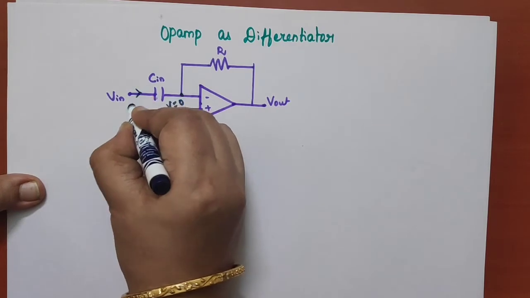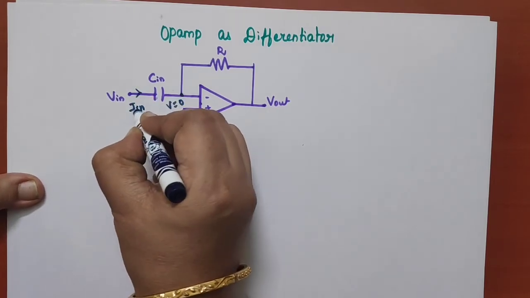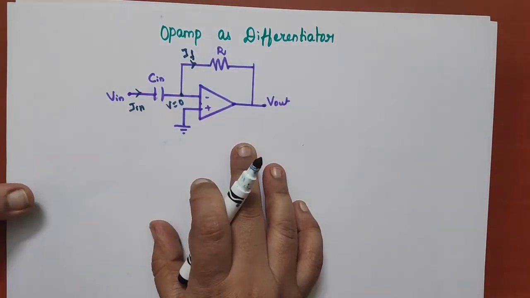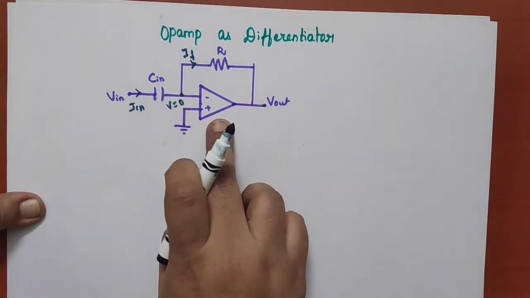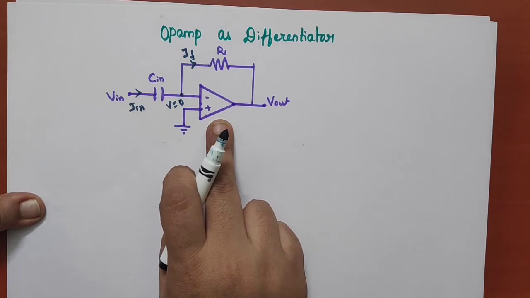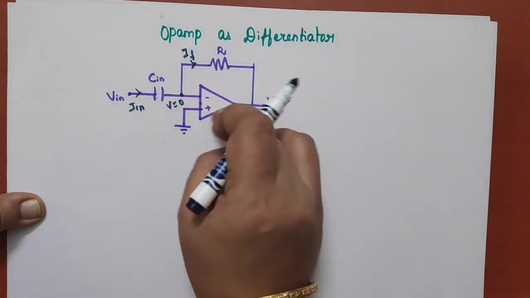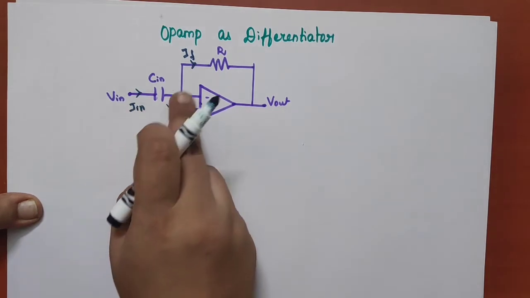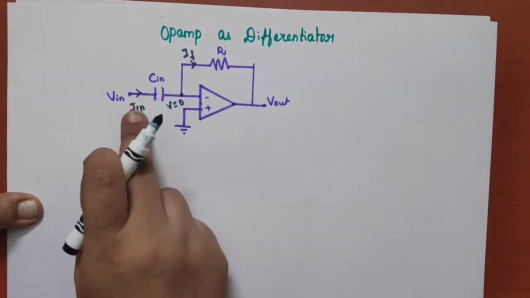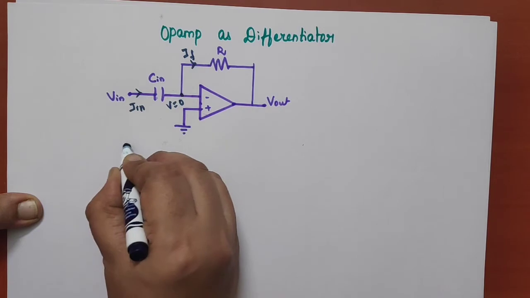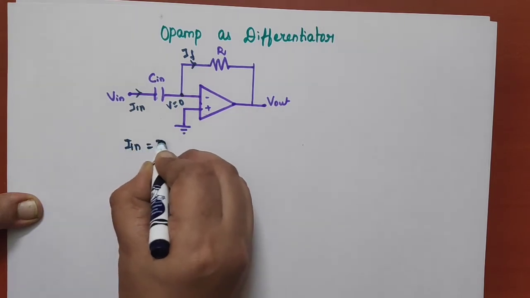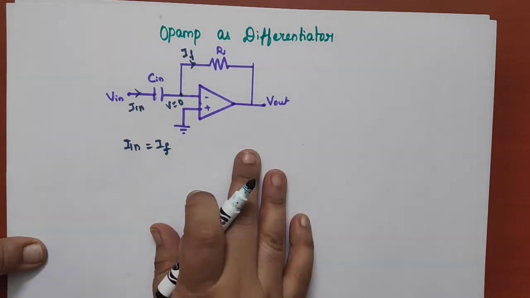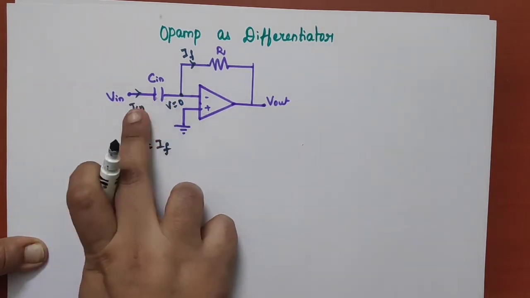Let In be the input current and If be the current flowing through the feedback. If we take the ideal case, the input current through the op-amp is 0. That is, the op-amp does not draw any current inside it. So, we can say that In is flowing through the feedback also. In is equal to If. The current flowing through the capacitor is In.